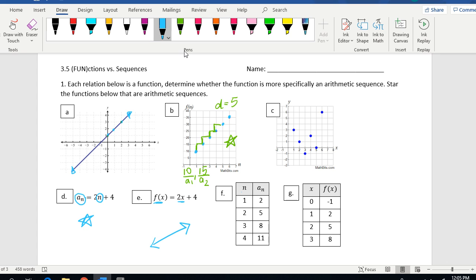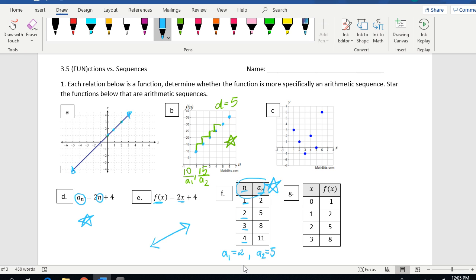Letter F, the table, I have n and a sub n. Again, it's all about the notation, so this is telling me, hey, this is a sequence. My first term, a sub 1, is 2. A sub 2 is 5. So it's literally telling me in my fourth spot, I would have 11. So that is a sequence.